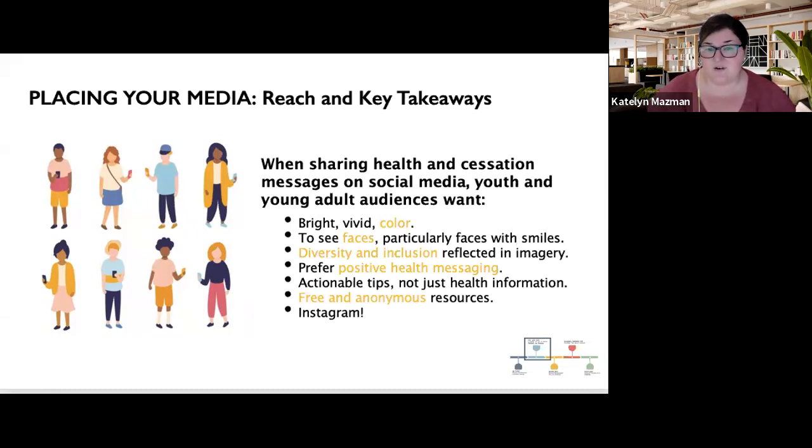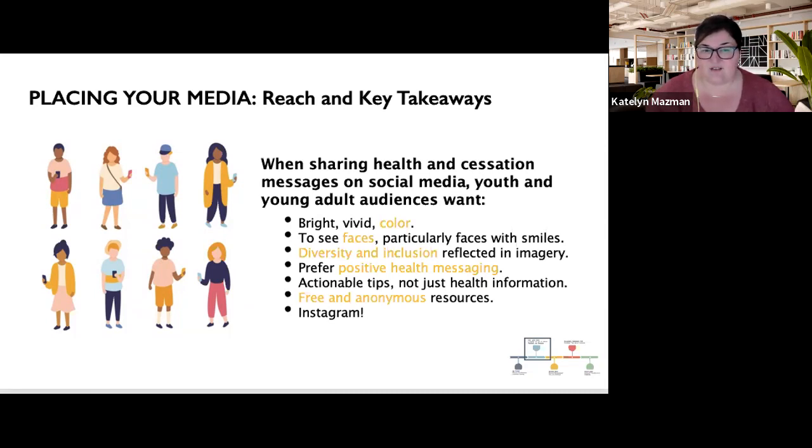There's also a strong preference for positive health messaging. Thinking about those two images, where one said vaping will increase your risk, versus your risk decreases when you quit vaping, or you'll feel less anxiety. That positive spin versus a scare tactic was overwhelmingly preferred. And actionable tips, not just a health fact or a snippet, but actually something that a young person can do, whether that's journaling, meditating, or chewing on a piece of gum, something they can actually do.